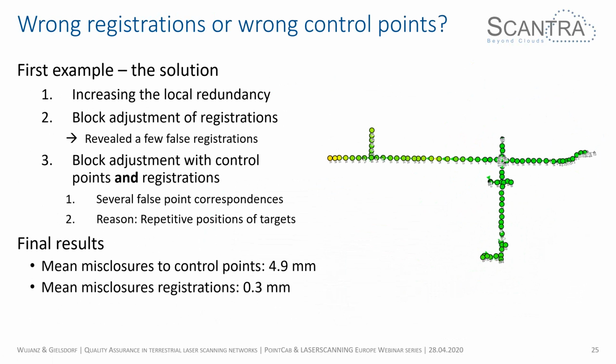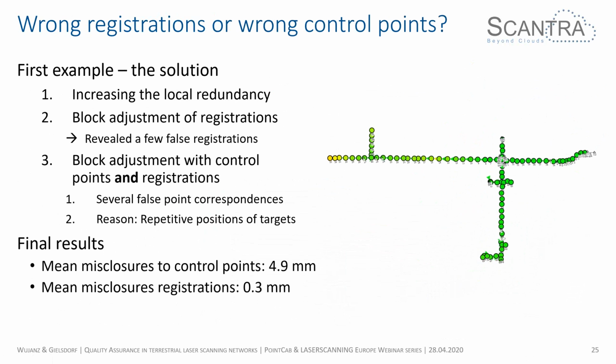The misclosures to the control points were below 5 millimeters, and the scan to scan relative accuracy was about 0.3 millimeters. So everything was sorted then. So that's the first example. Here we actually had a mix between 2 different sources.